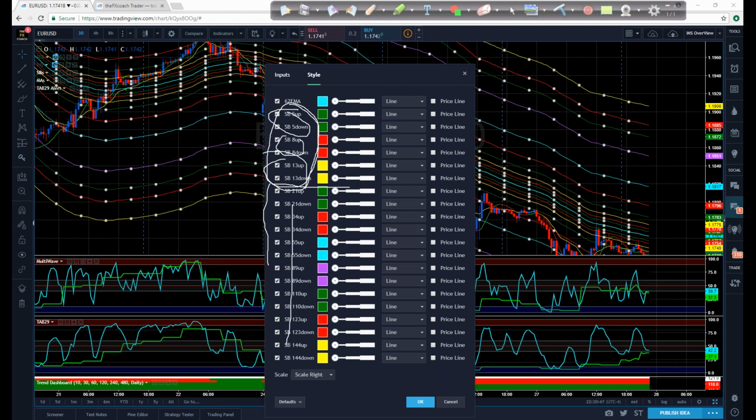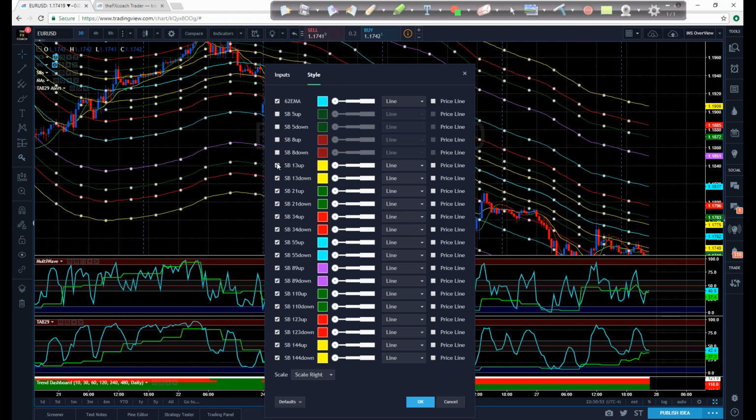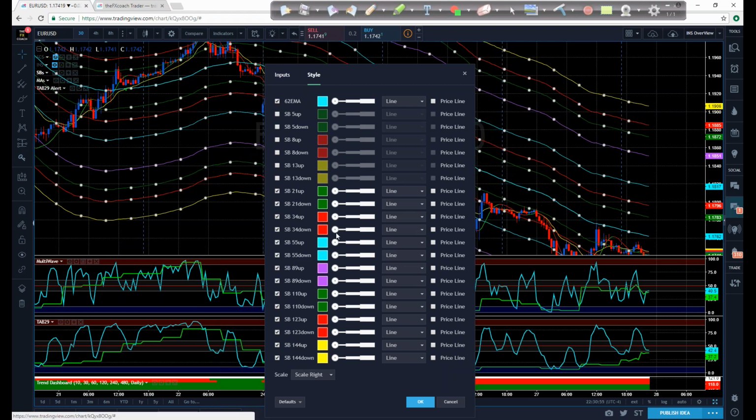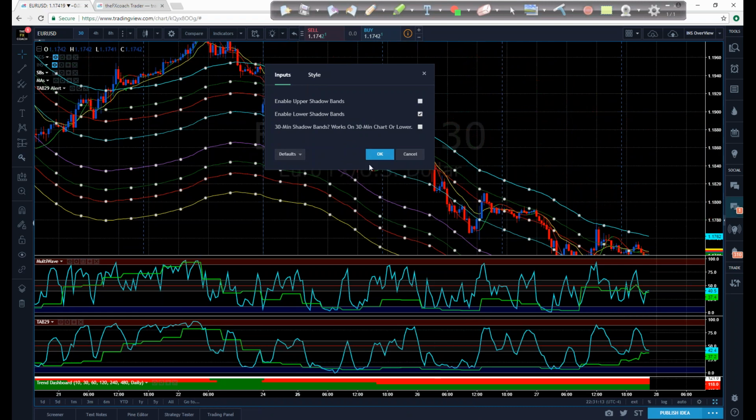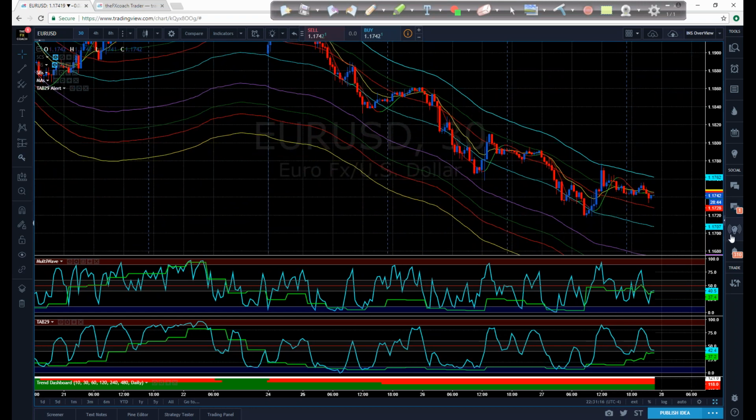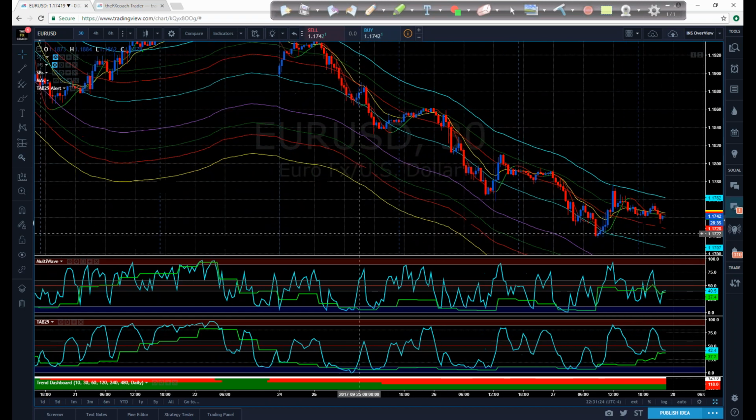So if I want to take off the lower level shadow bands that I really don't want to see, on a 30-minute implementation, I can do that and just start with the 21 out. And in this case, price is below the 62, so I could turn off the upper shadow bands. And now just operate with shadow bands on half screen. And I could turn them right back on. So very, very powerful with shadow bands.